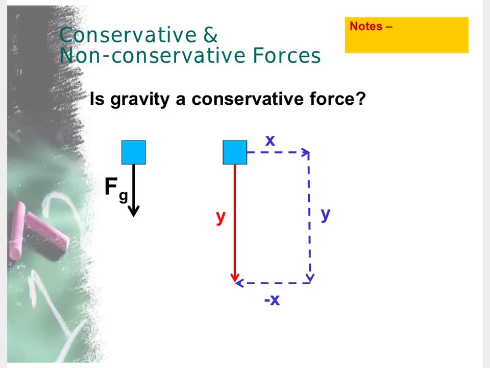So let's ask ourselves, is gravity a conservative force? So we have a block that's under the influence of gravity, and when it takes a path here, the work that gravity does is equal to F times y, and we can replace F with mg, so the total work done is m times g times y.